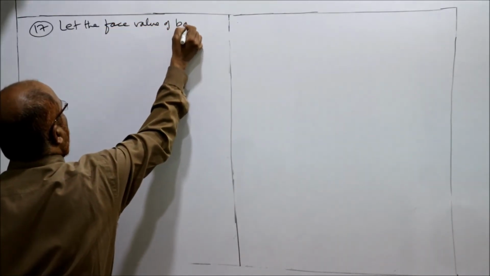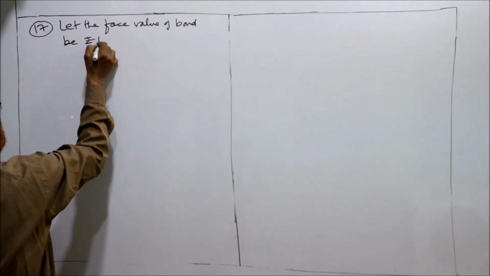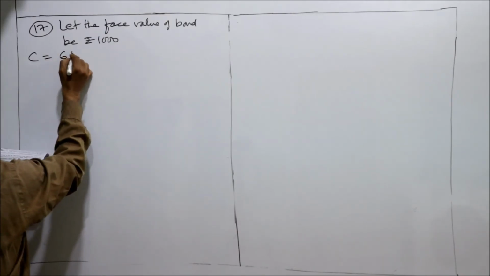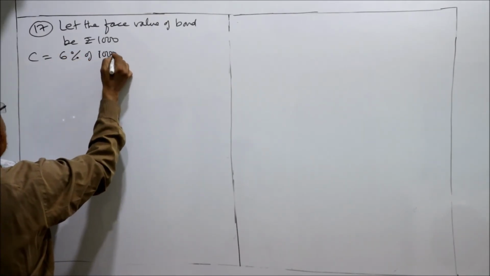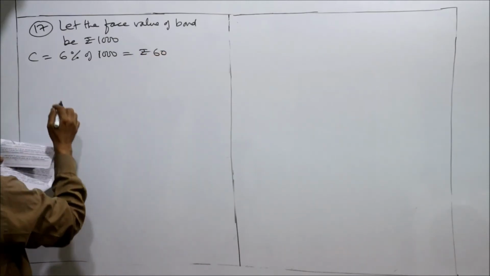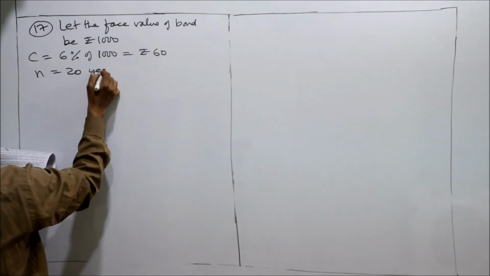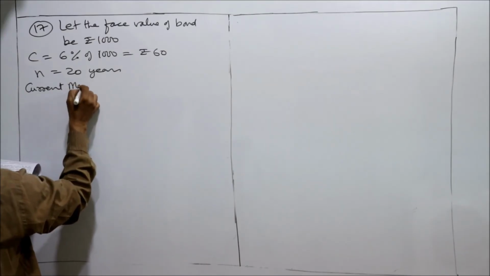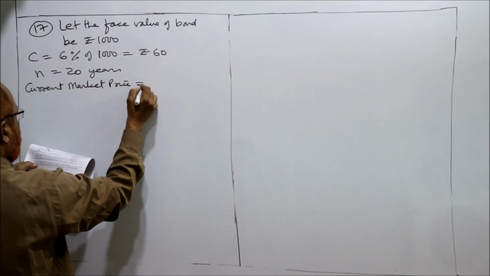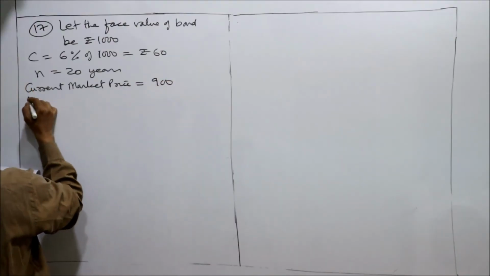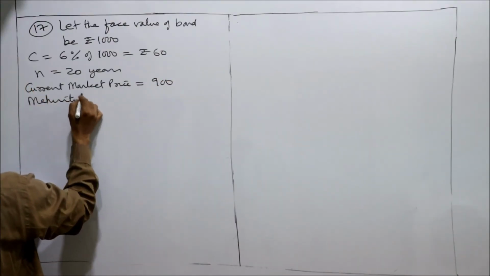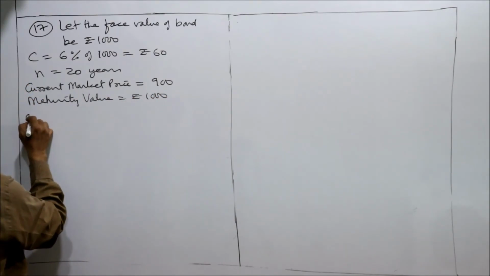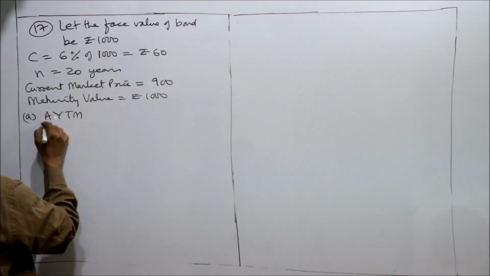Let the face value of bond be rupees 1000, right? So C is equal to coupon. Coupon rate is 6% of 1000. It comes to rupees 60. Then N is equal to 20 years. And current market price is 900. Maturity value is equal to rupees 1000. That's it. So first we have to calculate AYTM, approximate YTM.